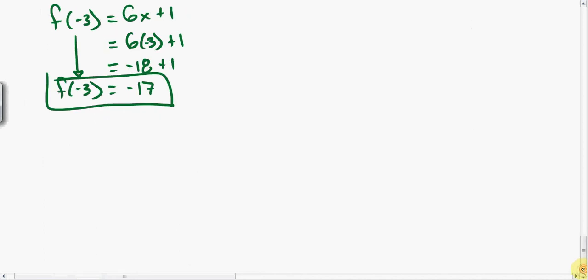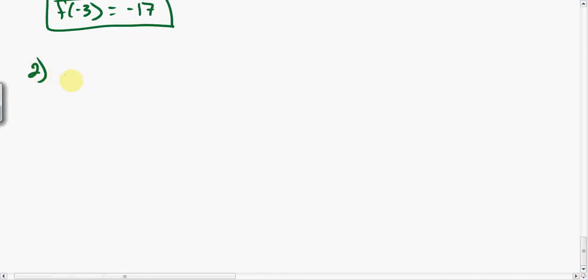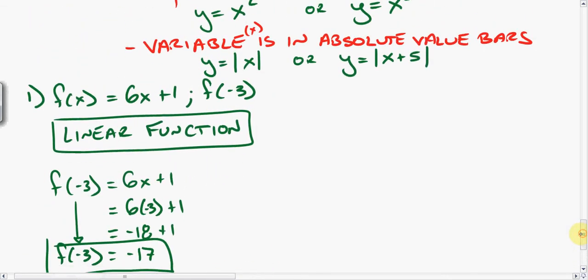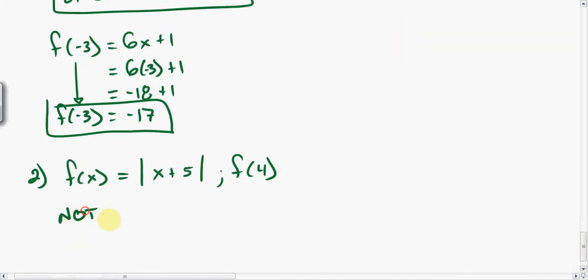Number 2. f of x equals the absolute value of x plus 5, and then later we're going to look at f of 4. The first thing we want to do is classify it. Is this linear or not linear? Well, I see absolute value here. Those absolute value bars exist, and the variable is inside the absolute value bars. Based on what we had written up above, variable in absolute value bars, we know this is not linear. So I'm going to classify this as not a linear function.